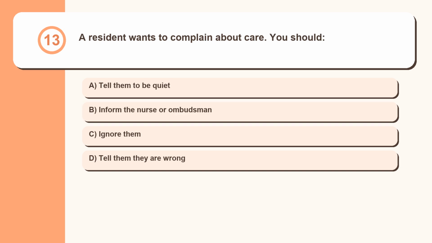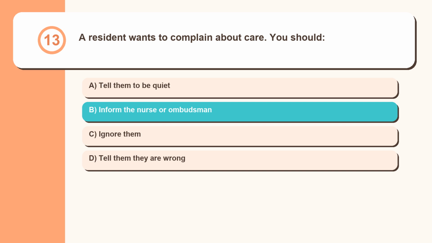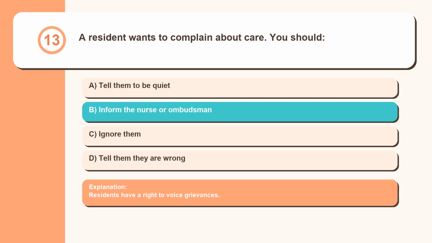Question 13. A resident wants to complain about care. You should tell them to be quiet. Inform the nurse or ombudsman. Ignore them. Tell them they are wrong. Residents have a right to voice grievances.